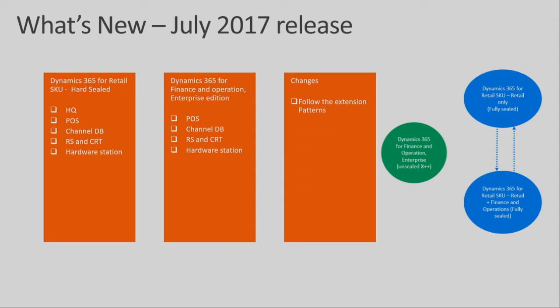Like for other project accounting and other stuff. So if you don't want all the other modules, you can just go with the retail alone, or you can choose the full finance and operation, but you can still go with the fully sealed version. So this oval here has the full finance and operation, but all the modules are sealed. So no more overlaying in X++.